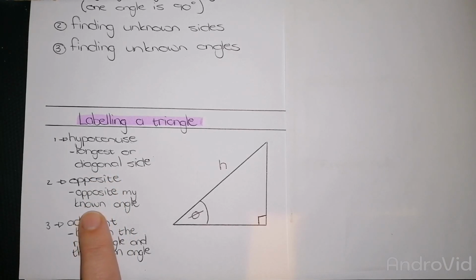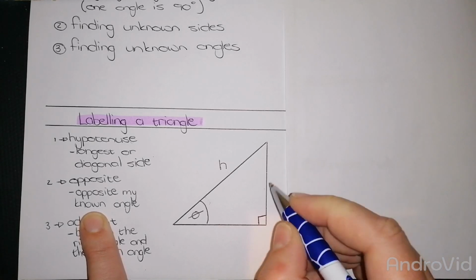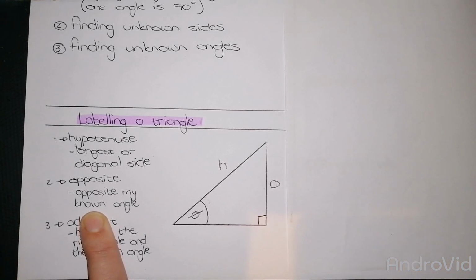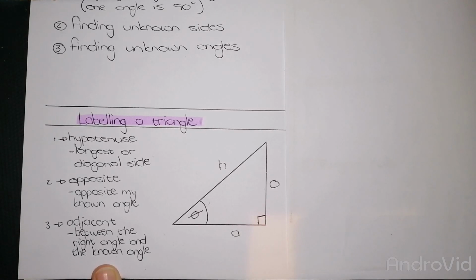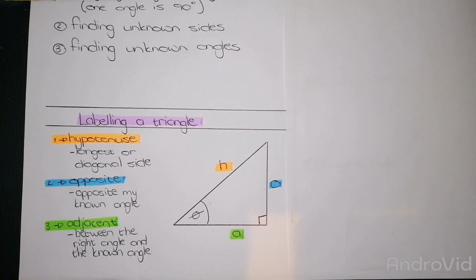Next one is the opposite side. It is opposite the known or the unknown angle. As you can see, if this is the angle that I'm trying to find, opposite that angle is my opposite side, which is going to be labeled as O. And my last side is the adjacent side. There's only one left, and the theory behind it is the one that's in between the right angle and the known or the unknown angle. Therefore, that one is labeled as A. This is how we label every single right angle triangle when we are using trigonometry.